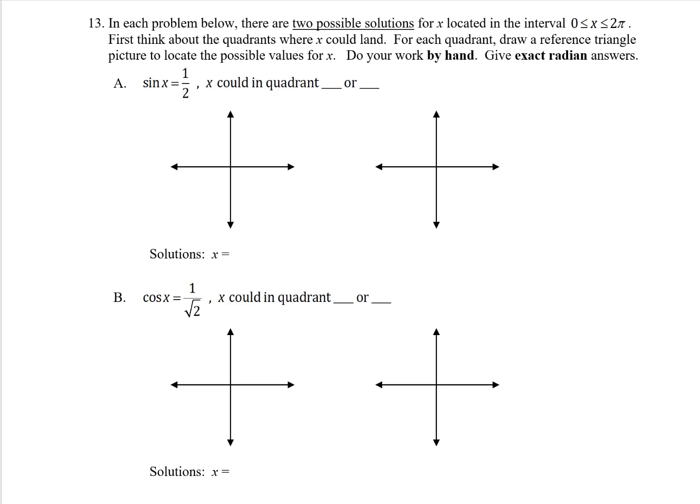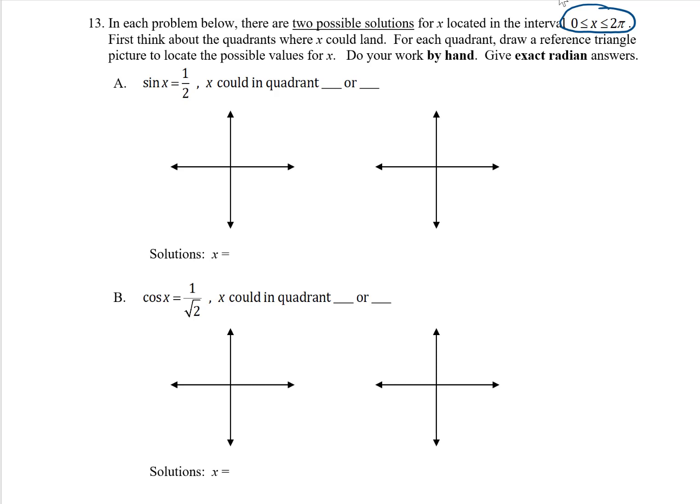Problem number 13. So we're given a trig equation that has two solutions located in the interval 0 to 2 pi. In other words, we're looking for two different angles in that interval. We're going to solve the equation by drawing some reference triangle pictures and thinking about quadrants. We're doing the whole thing by hand and giving the answer in radians.